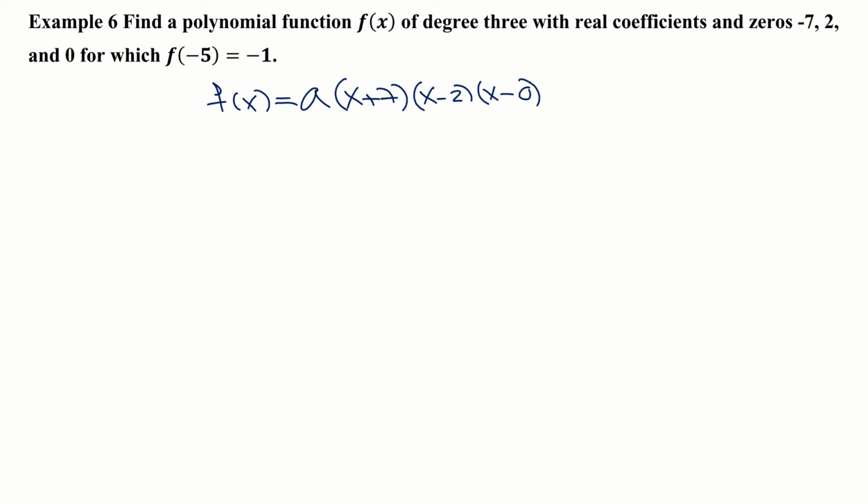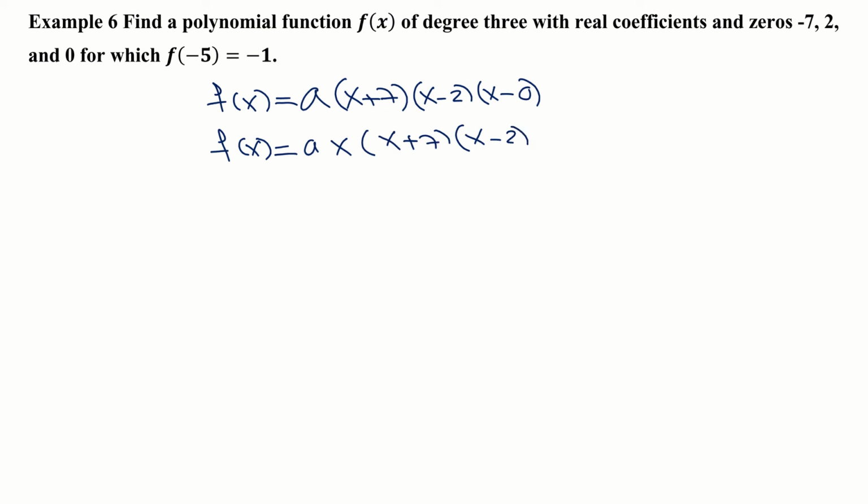And we also know that f of negative 5 equals negative 1. We're going to be using that in a minute. So let's simplify this a little bit. So that's f of x equals, now that's just x, right? So we can just say ax times x plus 7 times x minus 2.